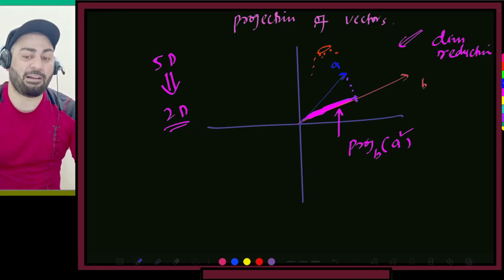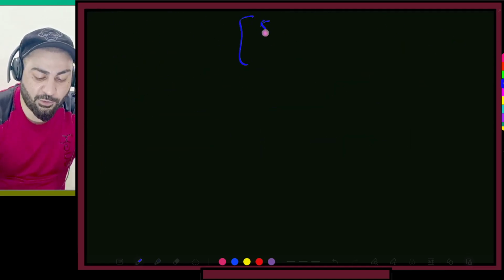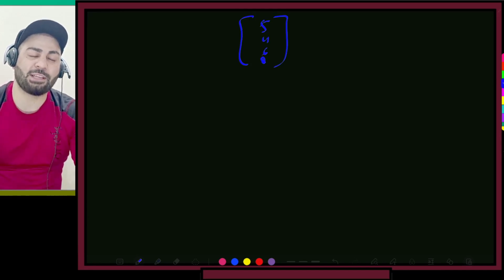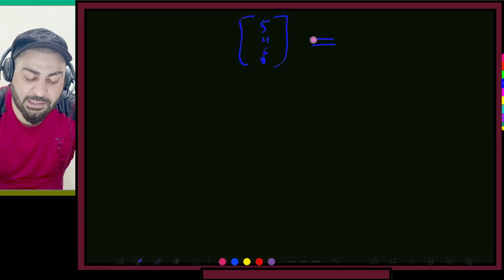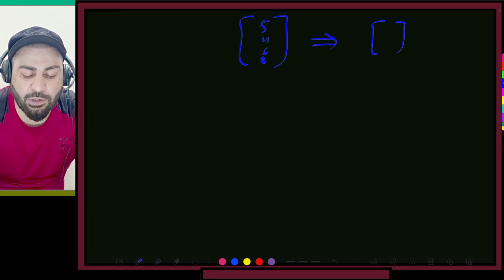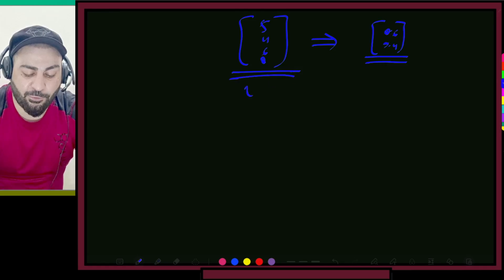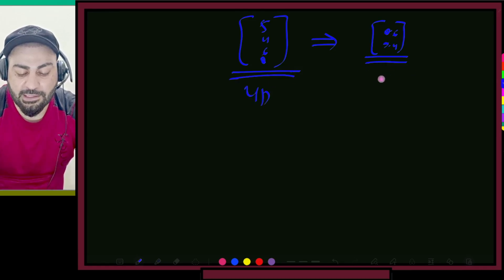Let's suppose I have a vector with components like 5, 4, 6, 8. It's a lot of information. Can I somehow represent this vector with fewer numbers, let's suppose only 2 numbers, some 8.6 and 9.4, in some other plane? So this is in 4D, and this is in 2D.